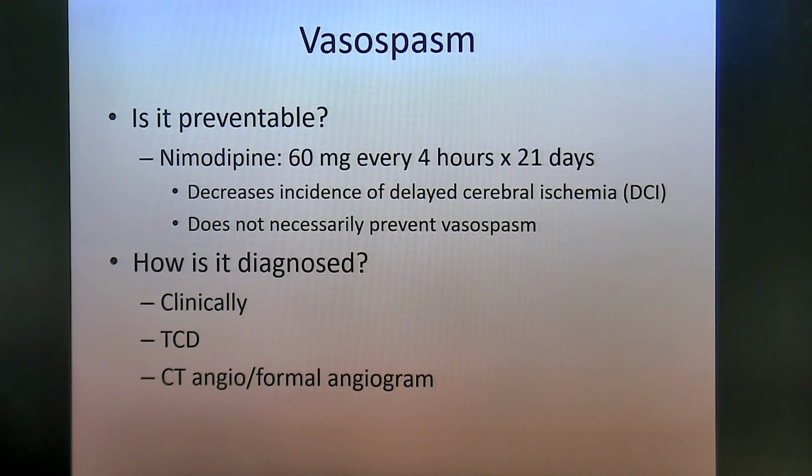Is it preventable? One of the agents used is nimodipine, which actually is a level 1 recommendation based upon the evidence for use in subarachnoid hemorrhage patients. It is used every 4 hours for 21 days. It's shown to decrease the incidence of delayed cerebral ischemia, but does not necessarily prevent what we see on imaging in terms of radiographic vasospasm.